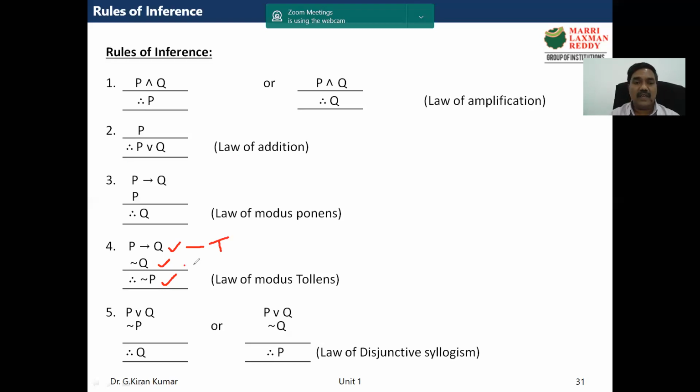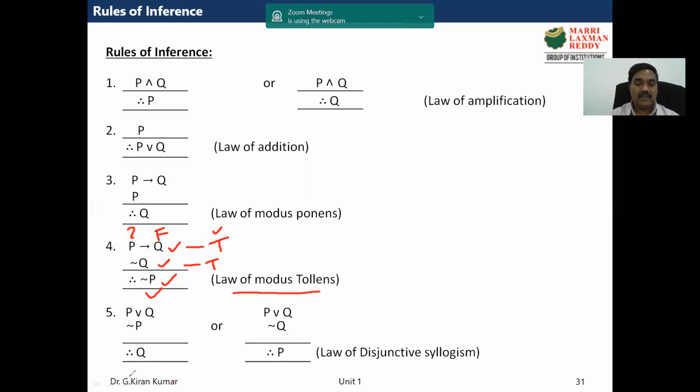Then it is also given that negation of Q is true. If negation of Q is true, then what must be Q? Q must be false, right? So please come back to the first premise. P implies Q is true, and in that Q is false. Then what must be P? It must be false. P must be false. So therefore we are arguing negation of P is true. So this comes under the law of modus tollens.